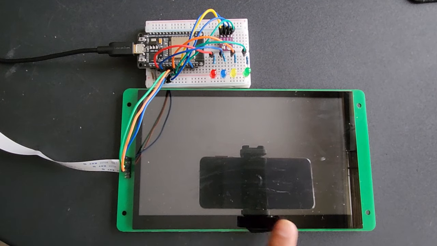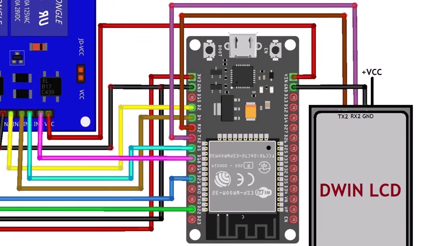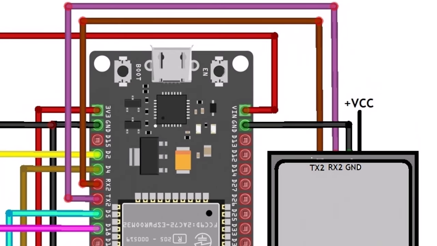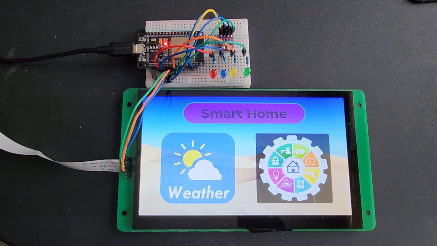I am using UART2 pins of ESP32. Therefore, connect the TX2 and RX2 pins of ESP32 to the DWIN display RX2 and TX2 pins respectively. If you are providing power from 2 different power sources to ESP32 and LCD separately, then you need to connect the GND of the display to the GND pin of ESP32.